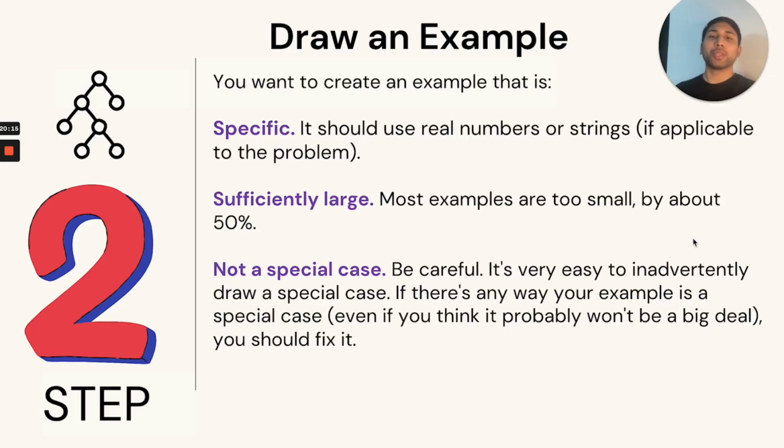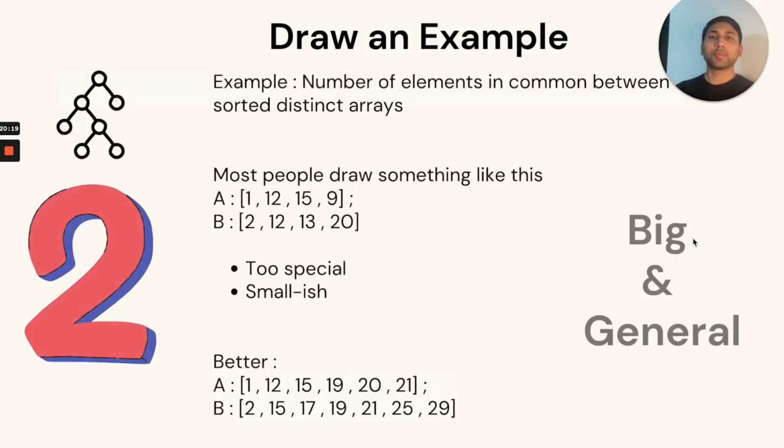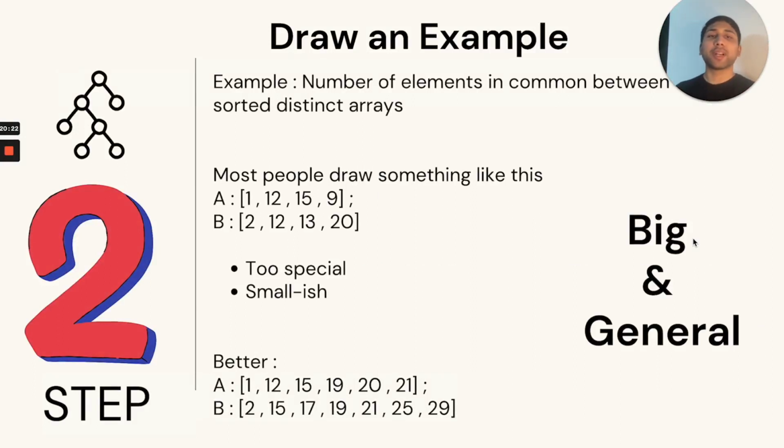So let me give you a problem statement. If I tell you that you have to find the number of elements that are common between two sorted distinct arrays, once you have clarified everything, take the first example that I have seen. Array A is 1, 2, 15, 9. Array B is 2, 12, 13, 20.